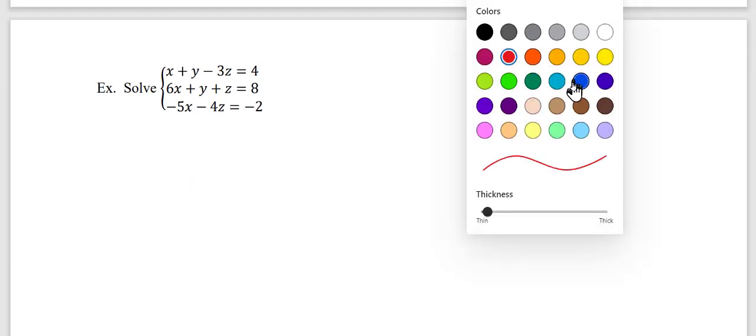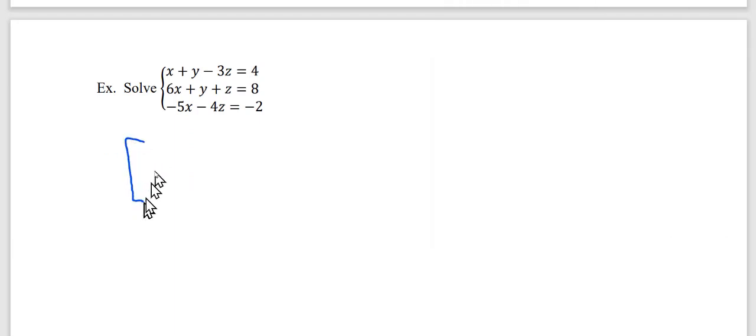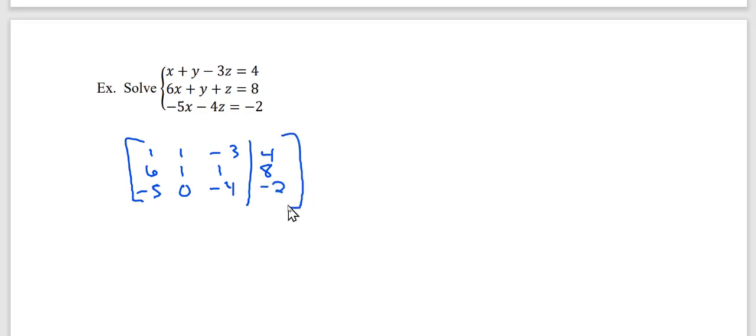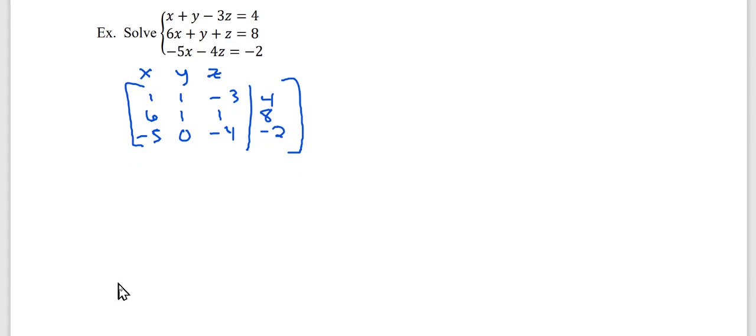Let's try this one, see what we get here. 1, 1, negative 3, 4. 6, 1, 1, 8, negative 5, 0, negative 4, negative 2. Be very careful with that last row. Make sure you're always remembering this is X, this is Y, this is Z. We don't have a Y, so we have to put a 0 there.